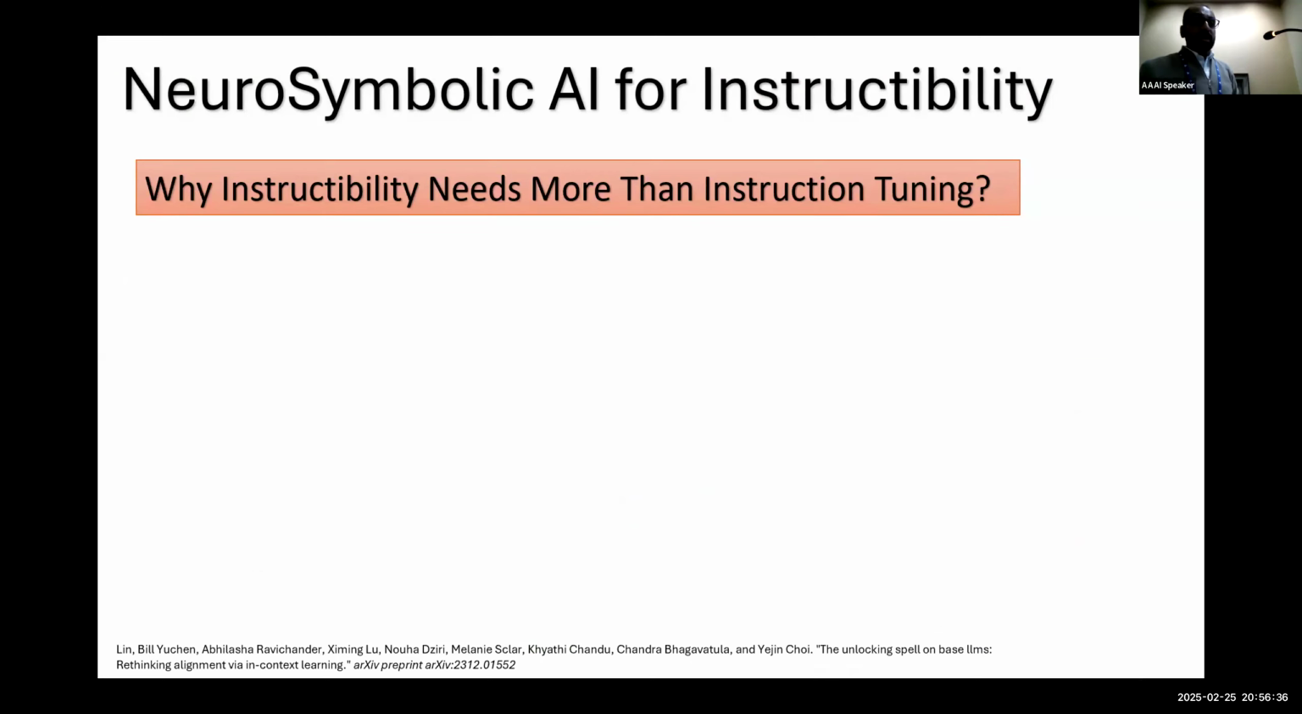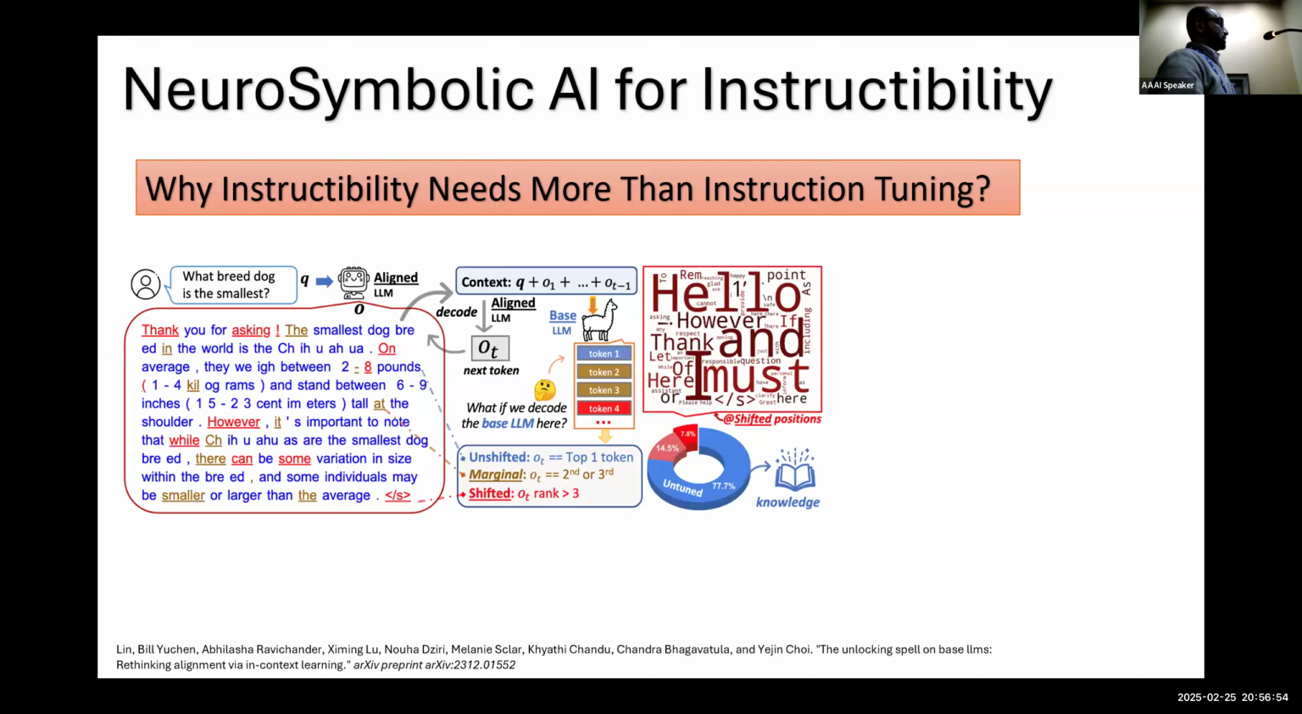Okay, there is another aspect of neurosymbolic AI that we looked at, called instructability, which we started with. We say that instructability is definitely not instructability in terms of instruction tuning, but much more than that. We think that because of a simple illustration released by a recent paper, I think in 2024, which tells that instruct LLMs, base LLMs, and chat LLMs are no different. They are essentially the same, right?